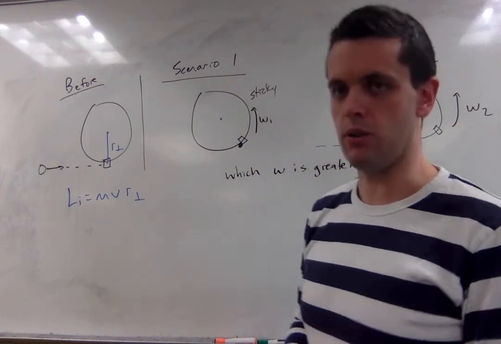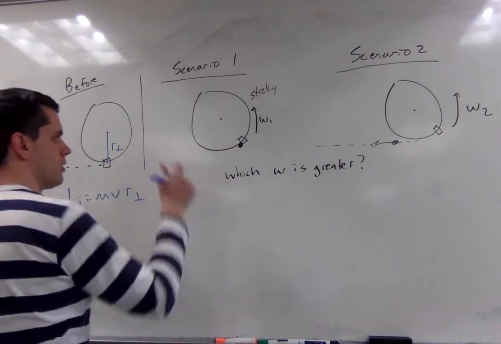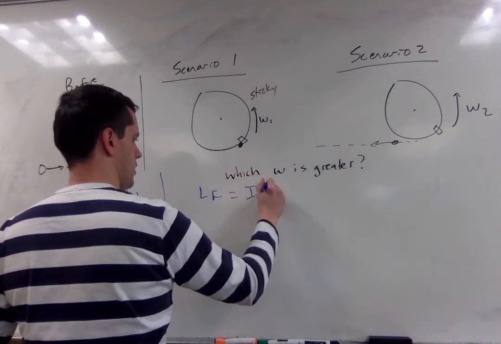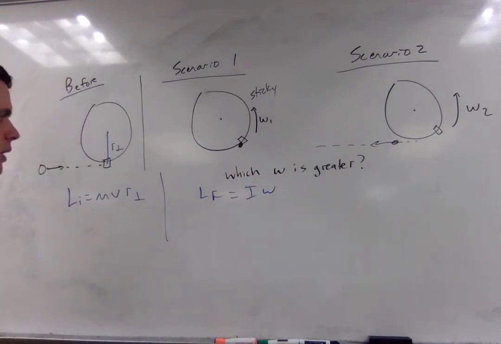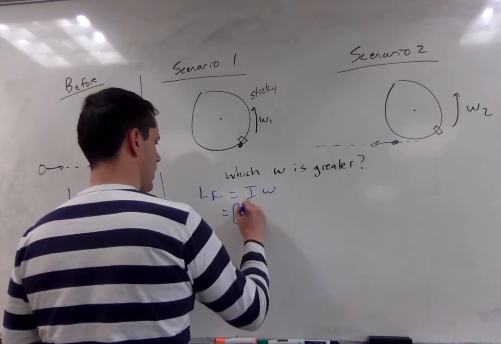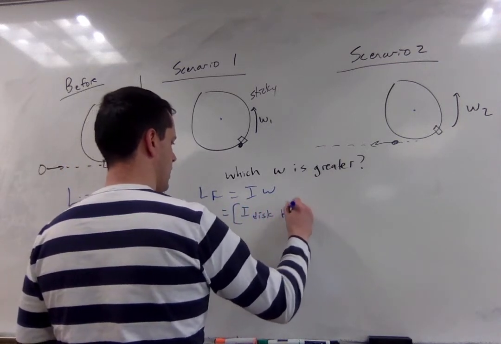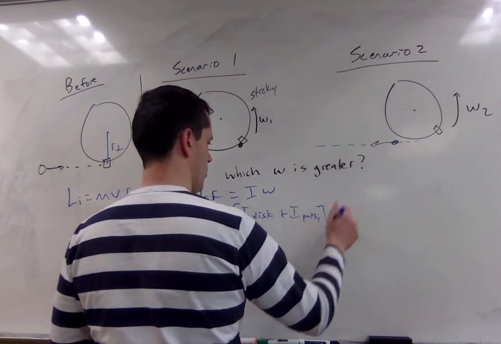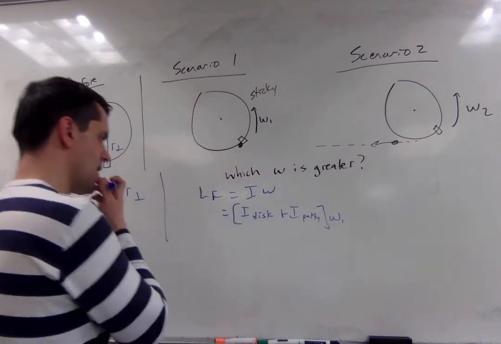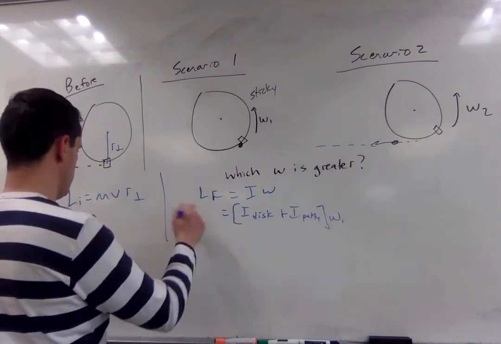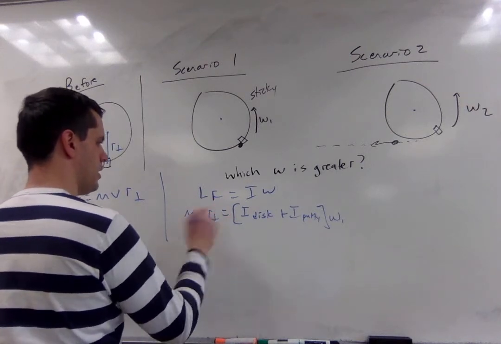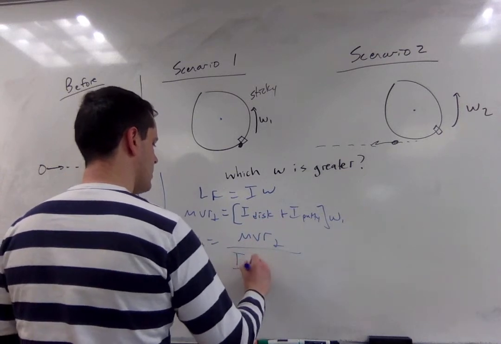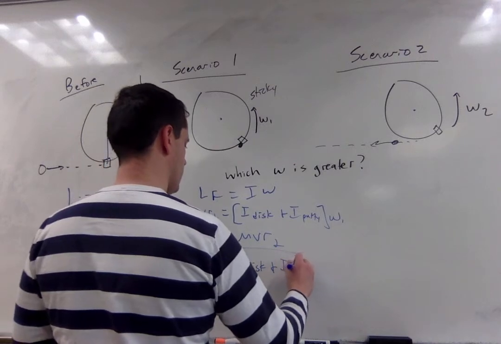So if we look at scenario 1 after the collision, the L final is going to be equal to just I omega, okay? And I is going to be I of the disk plus the I of the putty, times omega. We'll call this omega 1 because we're going to solve for that. So if we set this equal to the initial, which is m v r perpendicular, then we get that omega 1 is equal to m v r perpendicular divided by I of the disk plus I of the putty.